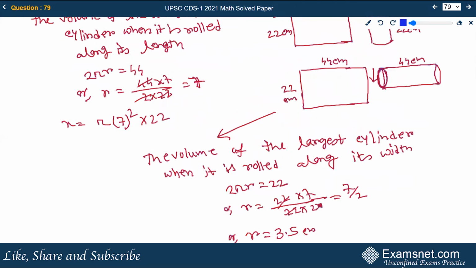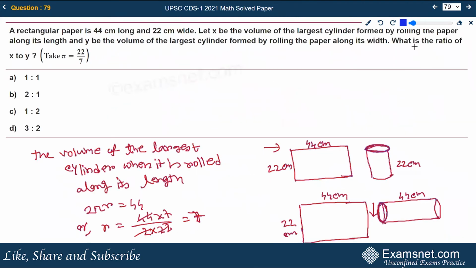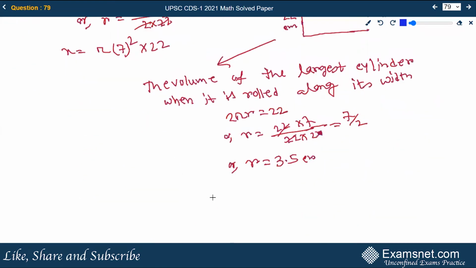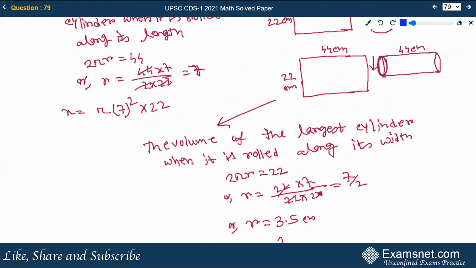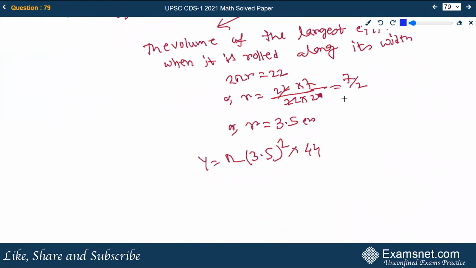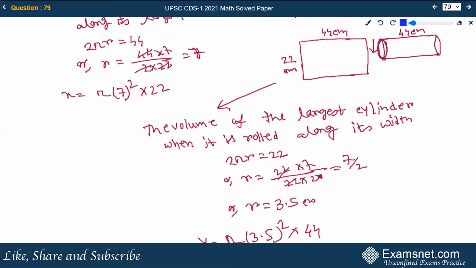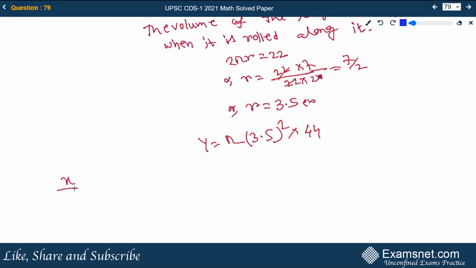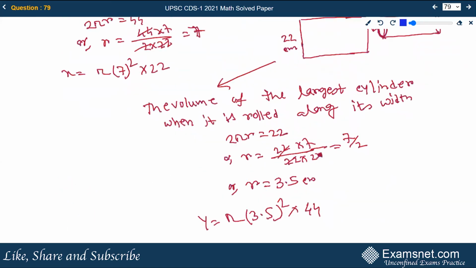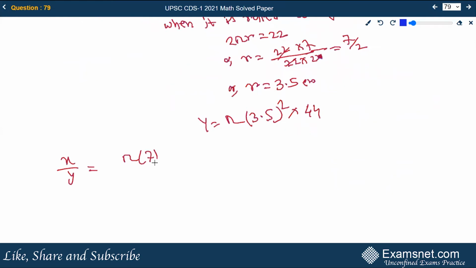So the volume, that is denoted by y, will be y equals pi r square h. Now h is 44 centimeter. So the ratio of x to y, that is pi 7 whole square 22 and pi 3.5 whole square 44. Both pi will cancel.